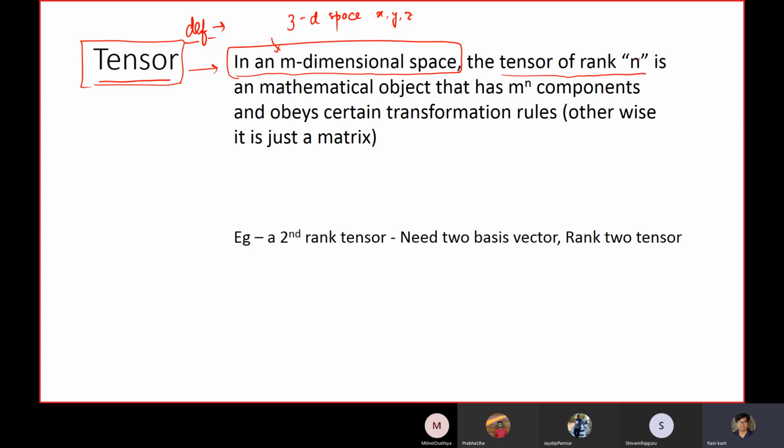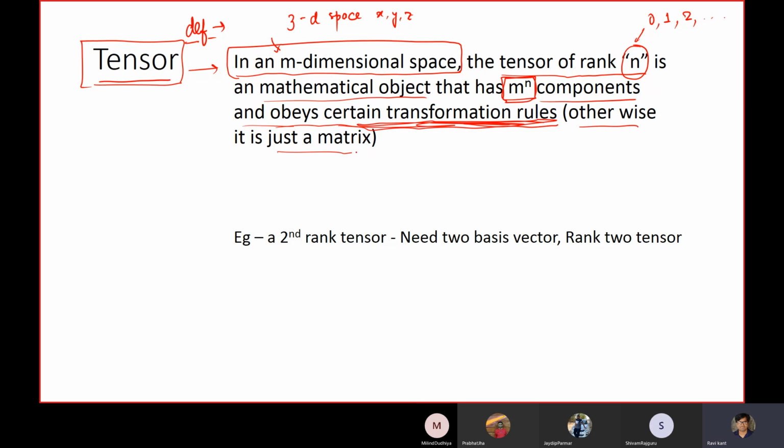Let's suppose the tensor has rank n. It can take value 0, it can take value 1, it can take value 2, and so on. Let's suppose I am talking about rank 2. In m-dimensional space, the tensor of rank n is a mathematical object that has m to the power n components. This is important, and it obeys certain transformation rules. And what are those transformation rules? This will be clear in subsequent slides.